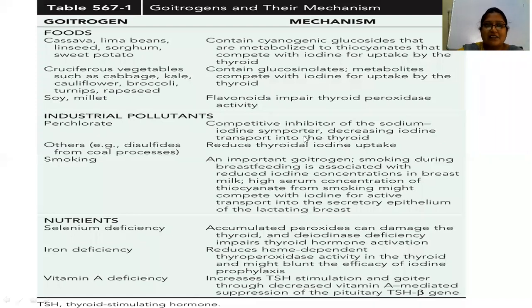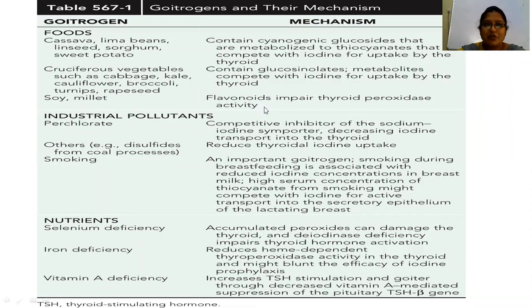Goitrogens and their mechanisms. Foods: cassava, lima beans, linseed, sorghum, and sweet potato contain cyanogenic glucosides. They are metabolized to thiocyanates. They compete with iodine for uptake. Then cruciferous vegetables such as cabbage, kale, cauliflower, broccoli, turnips, and rapeseeds contain glucosinolates, which compete with iodine for uptake by the thyroid. Then soy and millet contain flavonoids. They impair thyroid peroxidase activity.